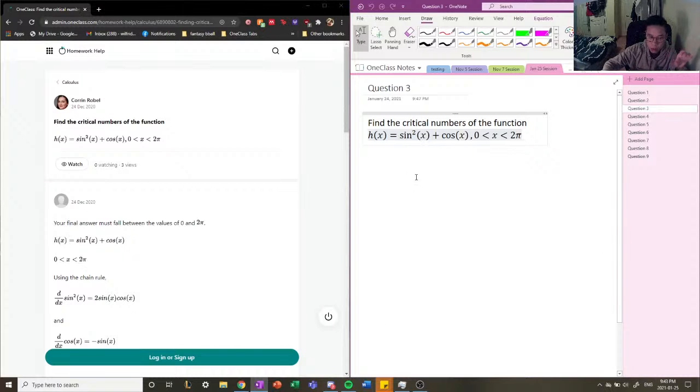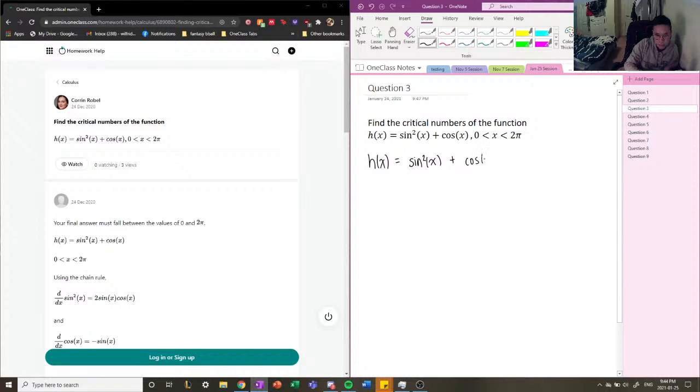So in this case, we're going to need to differentiate the sine squared x plus cos x function, then set it to 0 and find the values of x that make it equal to 0. Another thing is that we need to be wary of the restrictions on x. x can only be greater than 0 and less than 2 pi. So here's h of x again: h of x is equal to sine squared x plus cos x.